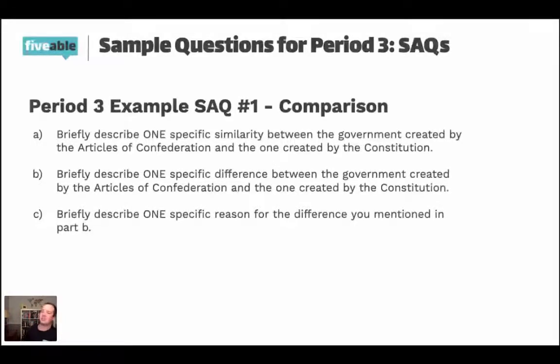Briefly describe one specific similarity between the government created by the Articles of Confederation and the one created by the Constitution. B, describe a specific difference between the government created by the Articles of Confederation and the Constitution. And C, briefly describe one specific reason for the difference you mentioned in Part B. This one kind of works together. Let's start with letter A. What is a specific similarity between the government created by the Articles of Confederation and the one created by the Constitution?